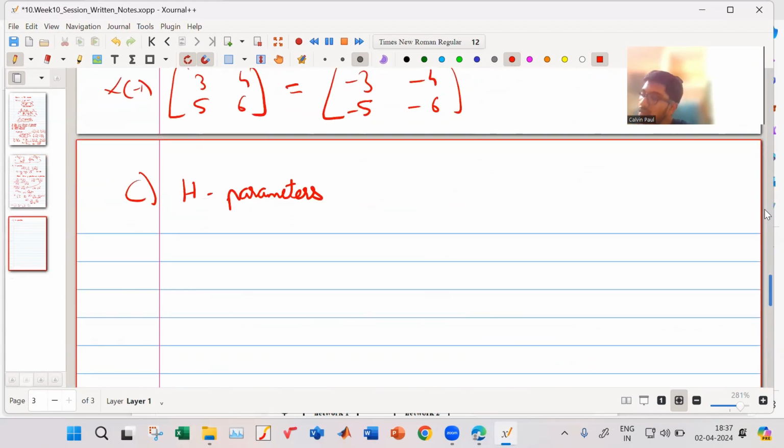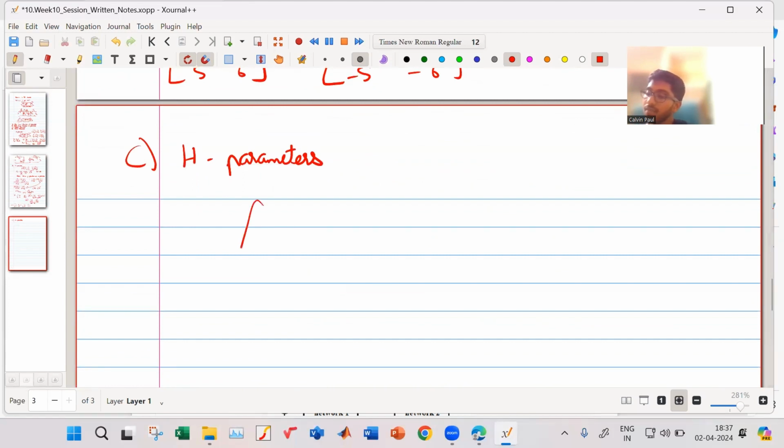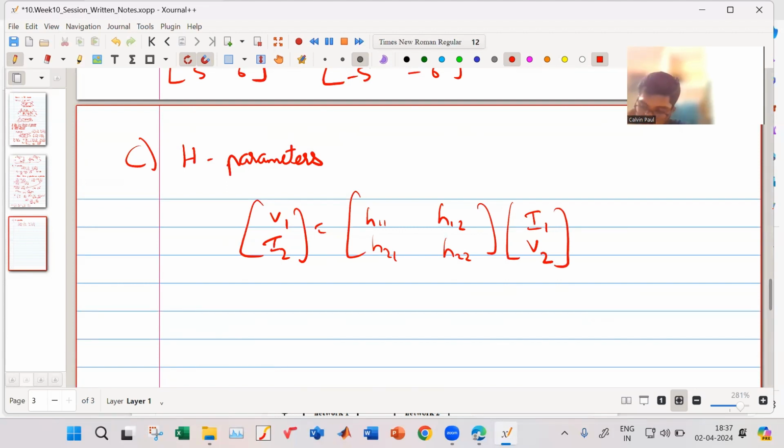So actually, hybrid parameters are given by V1, I2 equals the matrix H11, H12, H21, H22 times I1, V2. It is a combination of voltage and current of the input and output ports. It is not only the voltages of a port or only the currents of a port. It is a combination of voltage and current of the input and output port at a time. That's why it is known as hybrid parameters.